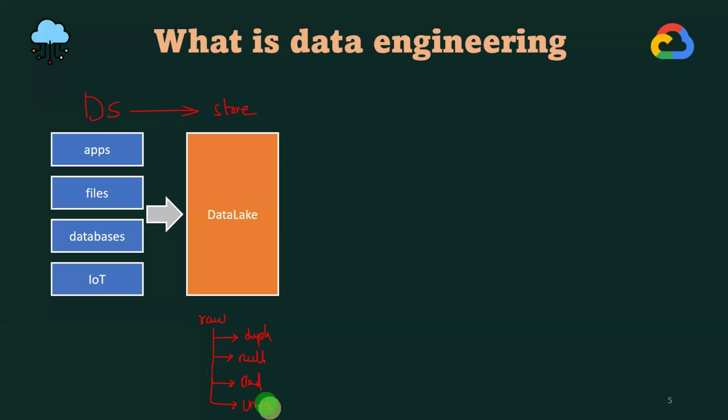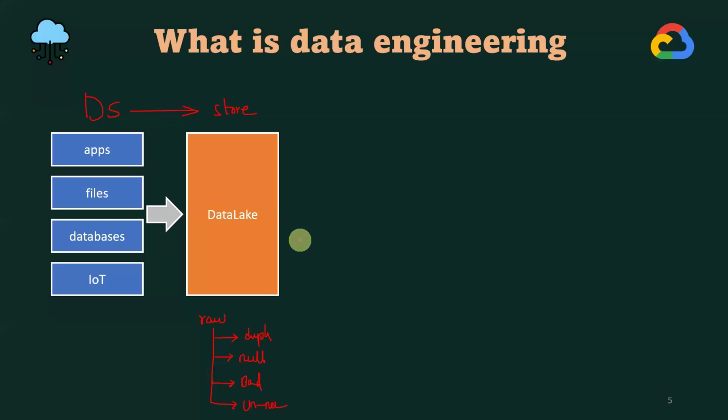Right, sir? This is raw data directly coming from the data sources, so it may have duplicates, null values, bad records, and unnecessary information. So I cannot directly go for analyzing or understanding this data. If I try to analyze it, the results will be inaccurate, because we have issues with the data.